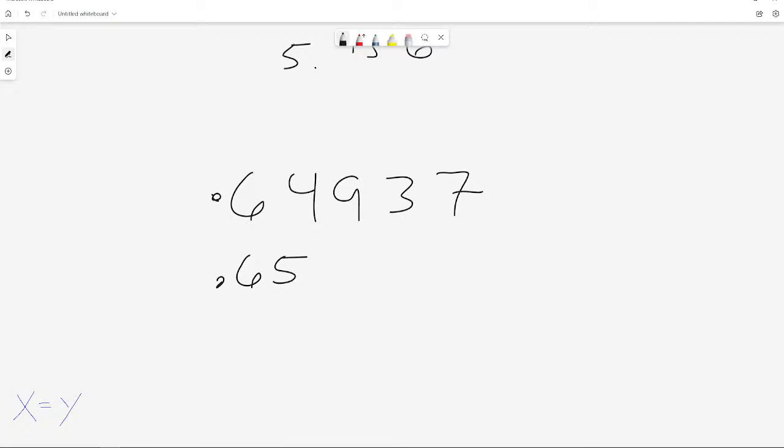Now when you're rounding, you're also going to use a new symbol. So we're rounding this one to the hundredths place. You don't say equals, okay? Because we're rounding. 0.65 does not equal this. So you want to change the equal sign to the wavy equal sign. It basically means approximately, around. So 0.64937 is approximately 0.65. That's what that's saying. It's saying close enough for government work.